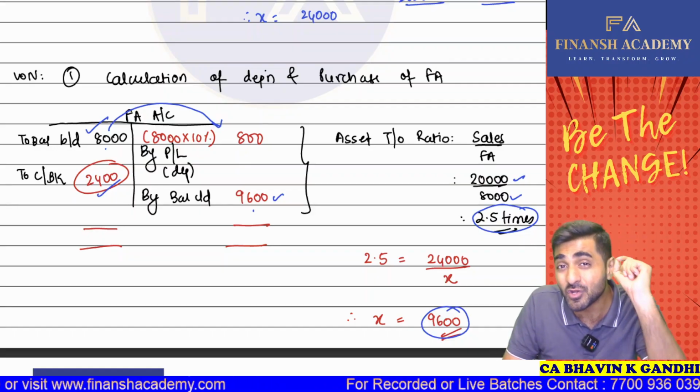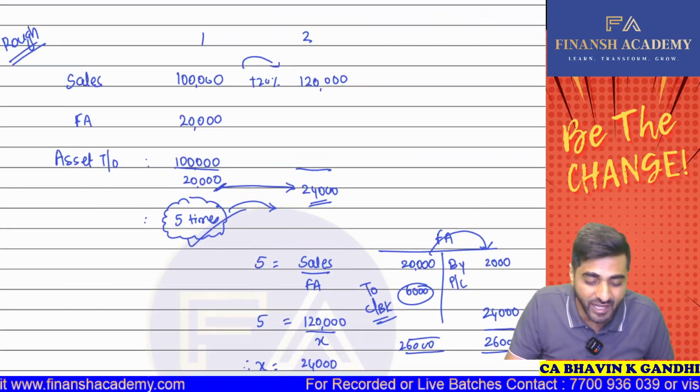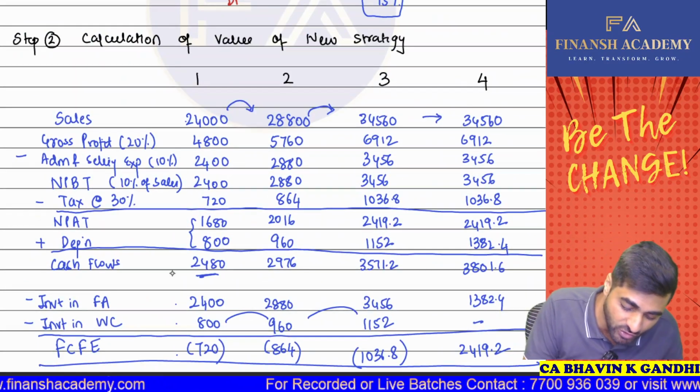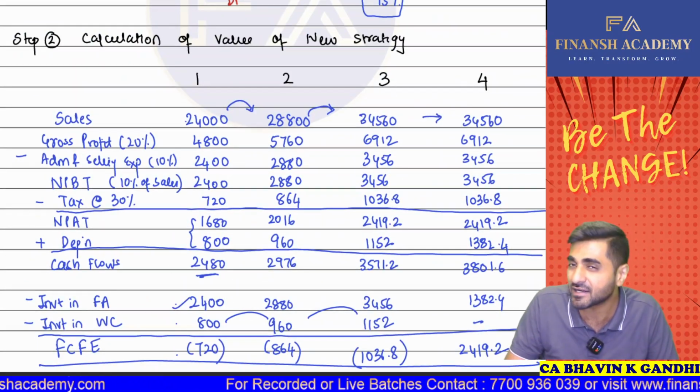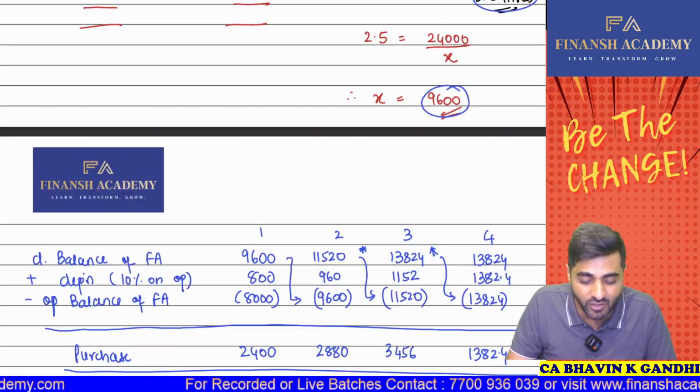And if, guys, there is a new purchase of the fixed assets, should your cash flows be reduced by the same? Come on, yes or no? Yes, sir. It will be reduced by the same. That is 2,400. Once again, you all can check this out.